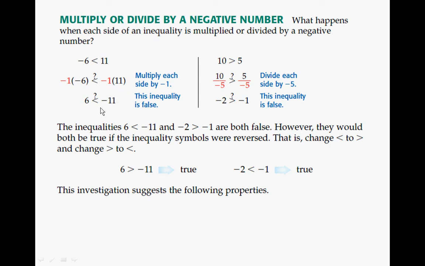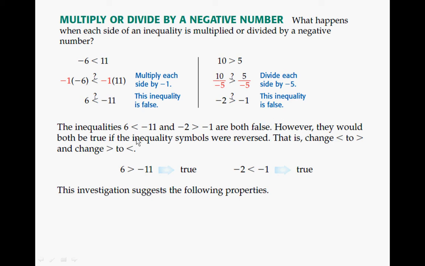Well, 6 is not less than negative 11, so this is false. Let's try it again over here. 10 is greater than 5. Let's say we divide both sides by negative 5. So 10 divided by negative 5 is negative 2, and 5 divided by negative 5 is negative 1. Well, negative 2 is not greater than negative 1, so this is also false.